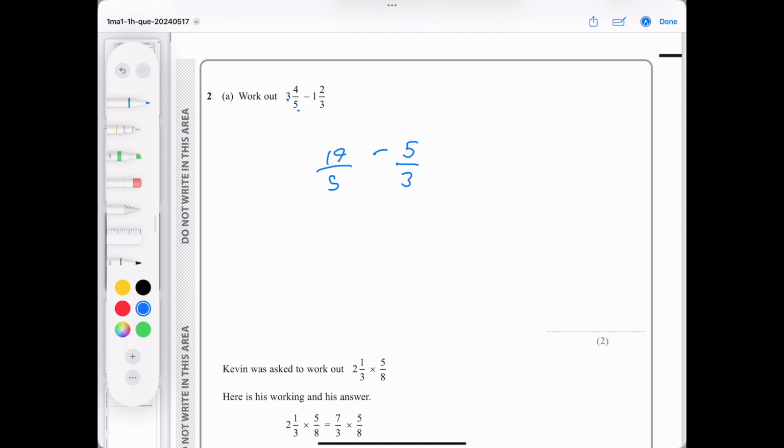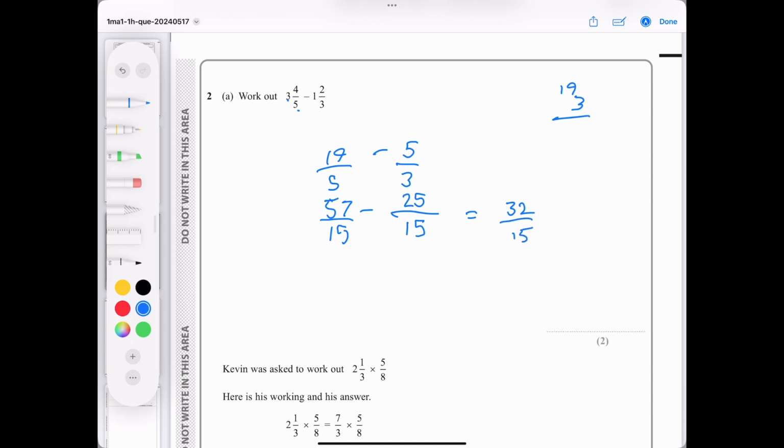Now we've got to make the denominators the same. So that would make the bottom denominator 15, the lowest common denominator for both. 5 goes into 15 3 times. 3 times 19, this is a non-calculator, would be 60 minus 3, so that's 57. And 3 goes into 15 5 times, so 5 times 5 is 25. So 57 minus 25 is 32 over 15.